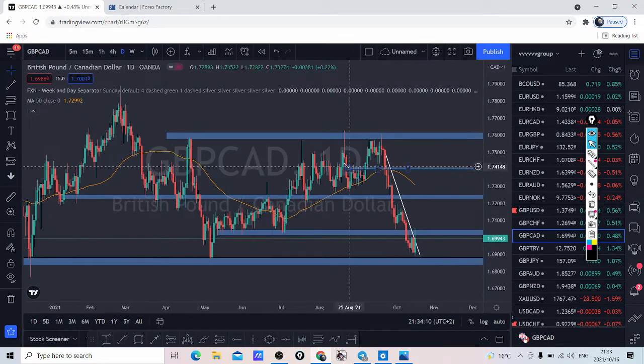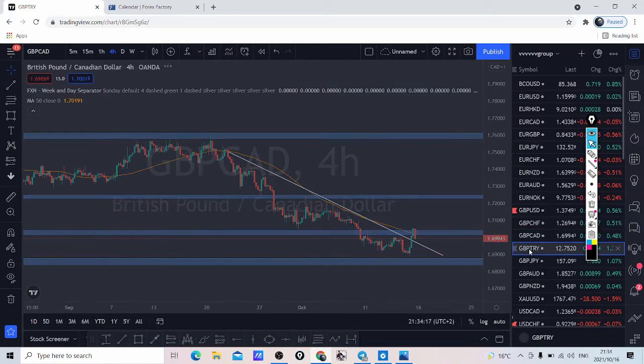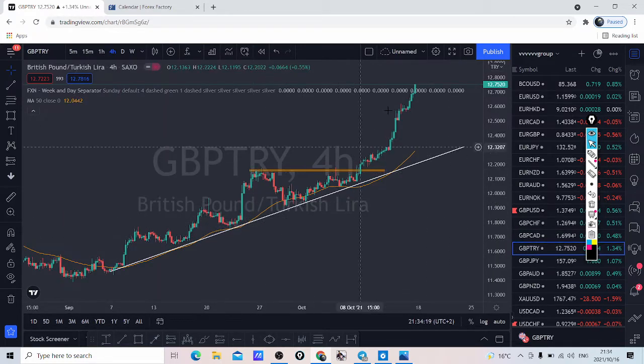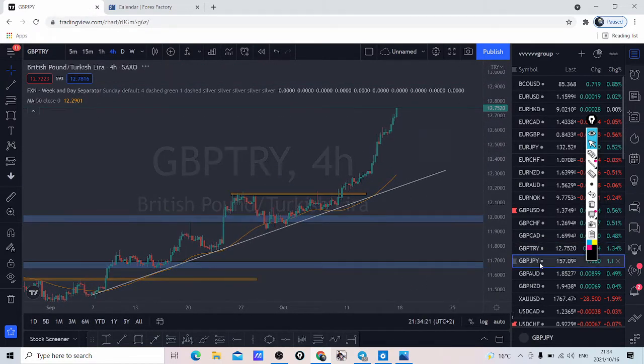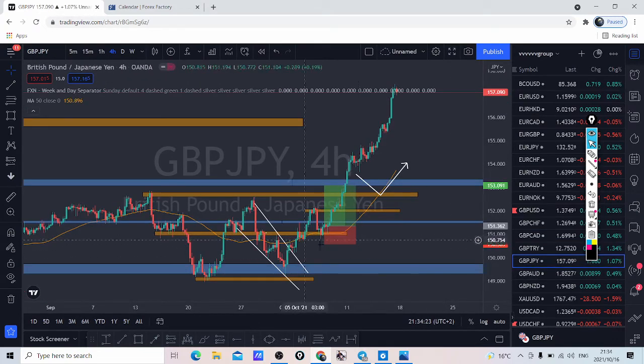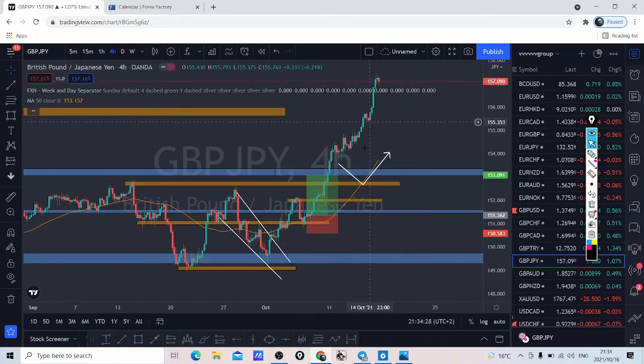You will see. Nothing interesting yet on GBP USD. On GBP CAD, I mean. GBP TRY, nothing interesting as well. GBP JPY, nothing interesting because now the market is overbought. You cannot be looking for buyers here. A good buy was supposed to be here.